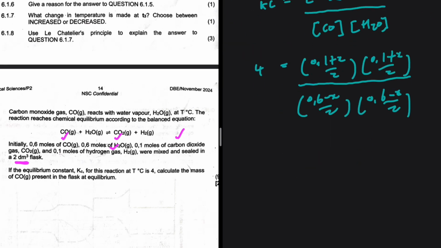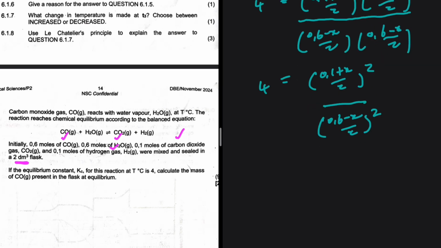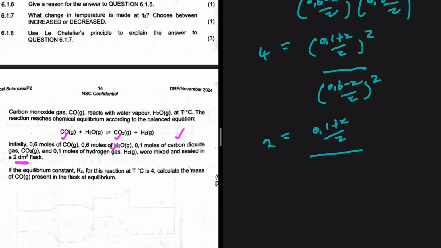So let's solve for x. First things first, 4 is equal to 0.1 plus x over 2 to the power 2, because they are multiplying each other, right? Divided by 0.6 minus x over 2, everything to the power 2. We can take square roots on both sides. I'm not going to write it down, but hopefully you can see the consequence. We will have 2 is equal to 0.1 plus x over 2, everything divided by 0.6 minus x over 2.